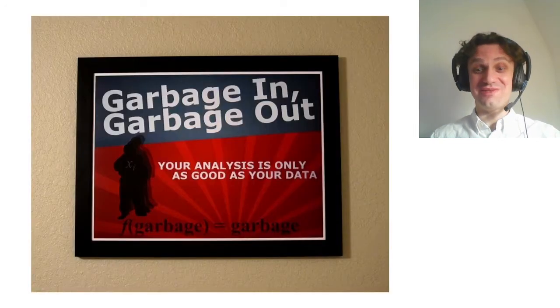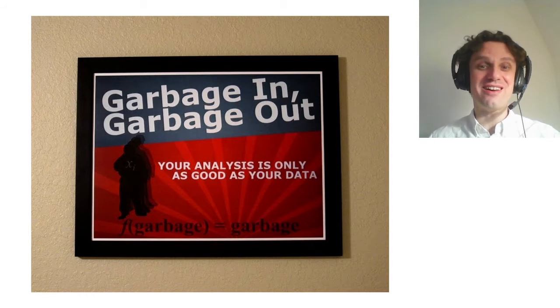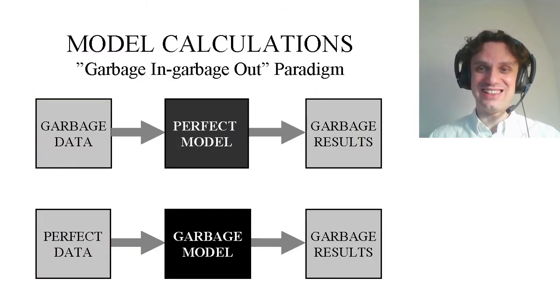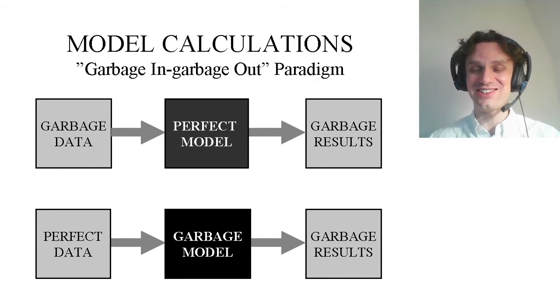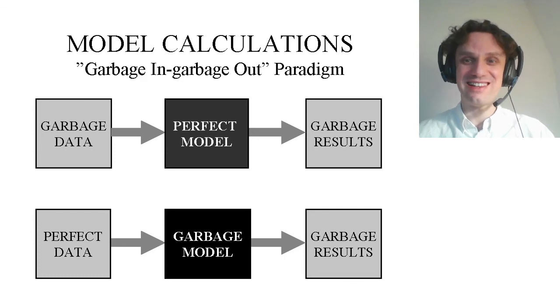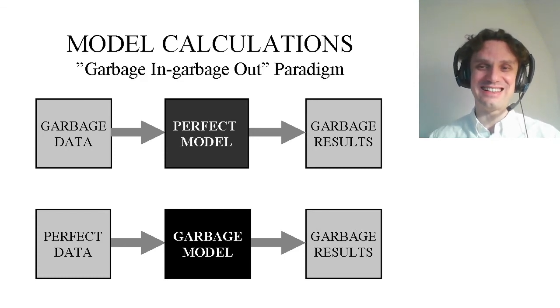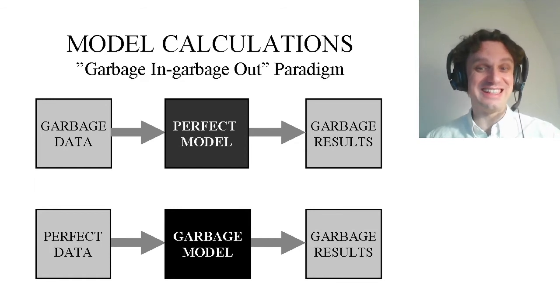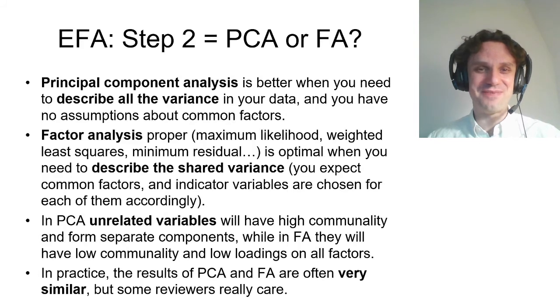The most important rule associated with exploratory factor analysis is called garbage in, garbage out. Your analysis is only as good as your data, but there are two reasons why you may have garbage out as a result of your analysis. You may have garbage data that does not fit with assumptions or just contains some kind of errors. And then even if your choices are perfect, if your model is perfect, you'll get garbage results. But if you have perfect data, but you choose a garbage model, then you can also have garbage results. So we'll discuss how to avoid both of these possibilities.